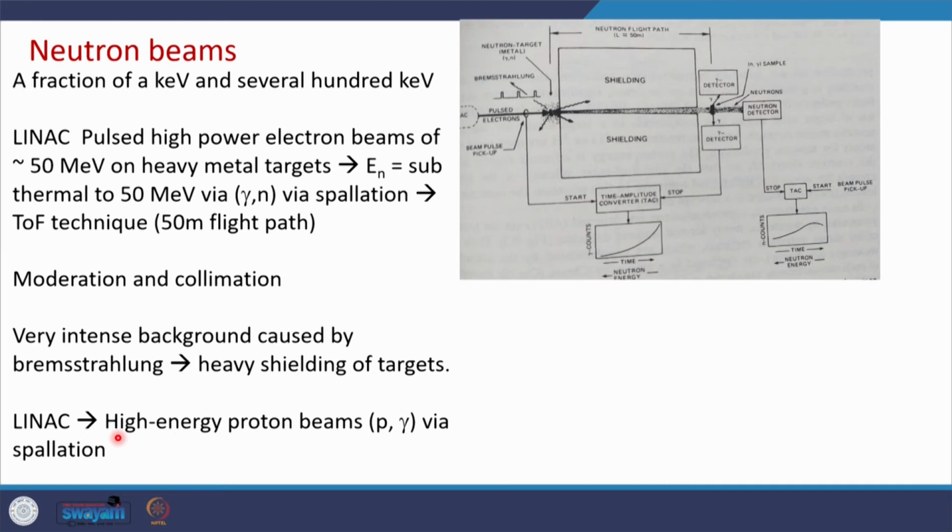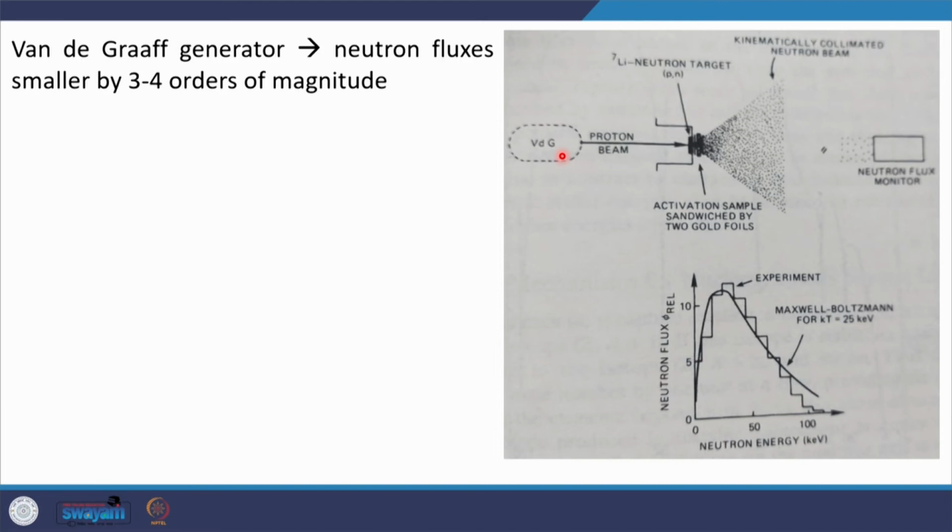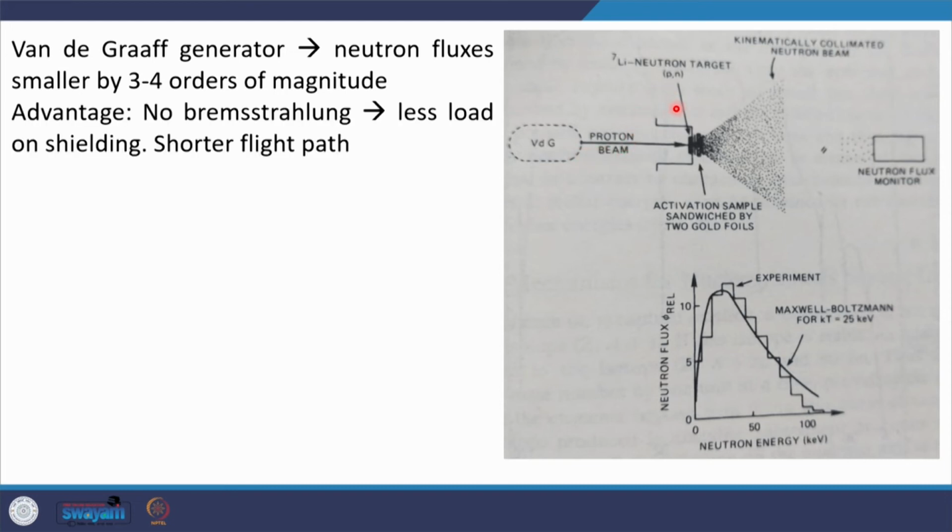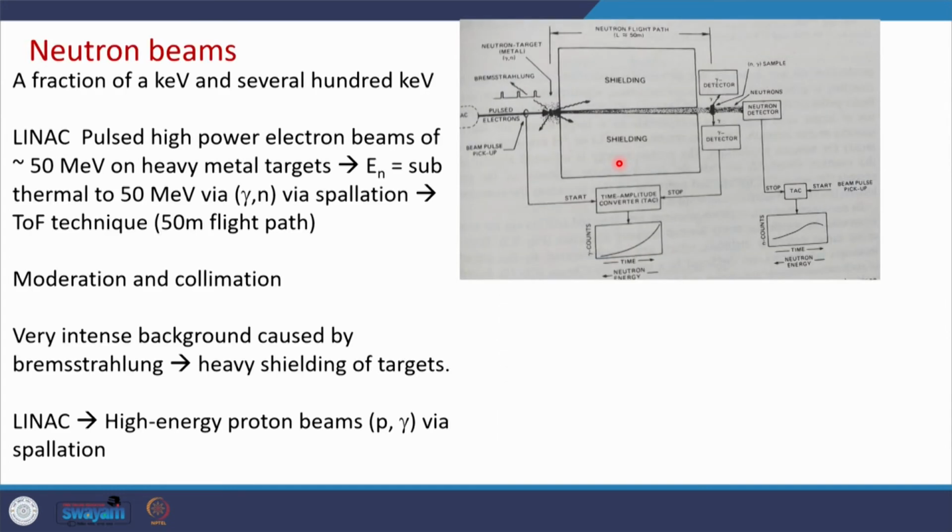And as I said, using a Linac accelerator, high energy proton beams can be produced via spallation reactions. Okay? And this is another reaction to reduce the shielding material: use a Van de Graaff generator, and though the neutron flux is less by 3 to 4 orders of magnitude, we can also reduce the burden on the shielding material. The plus point is that there is no bremsstrahlung, okay, and less load on shielding, and the flight path is also less. In the previous diagram, if you see, here the flight path is 50 meters.